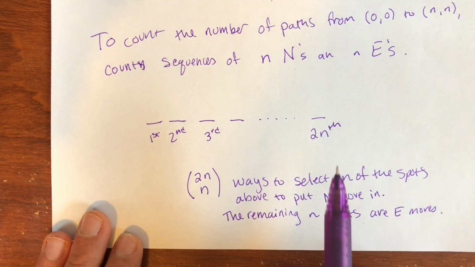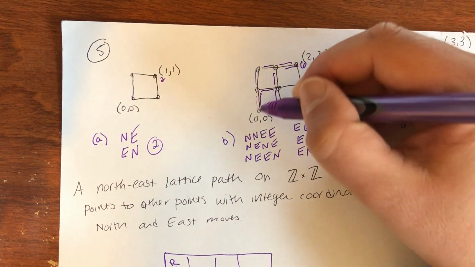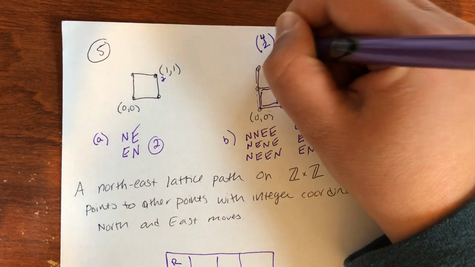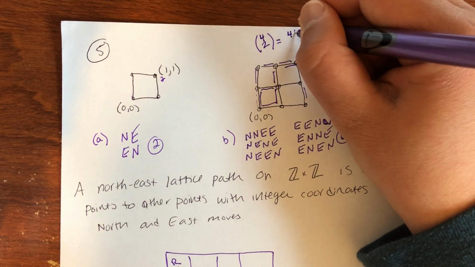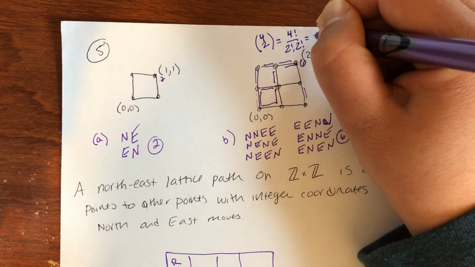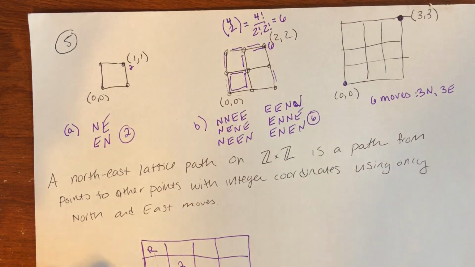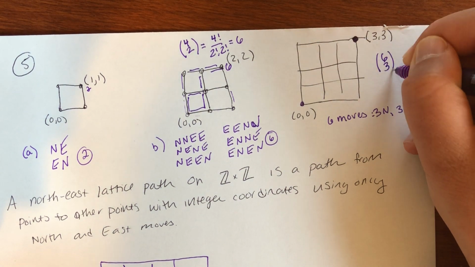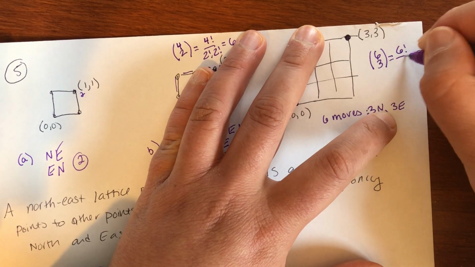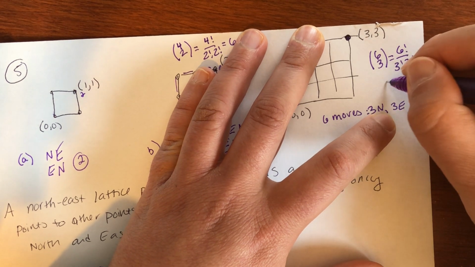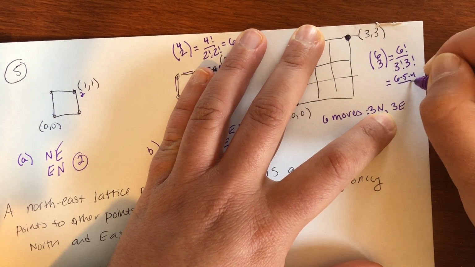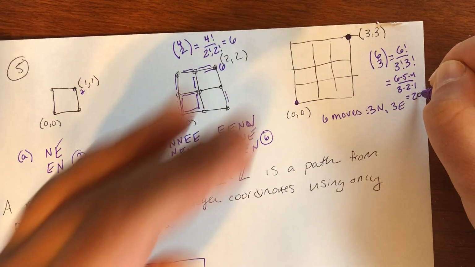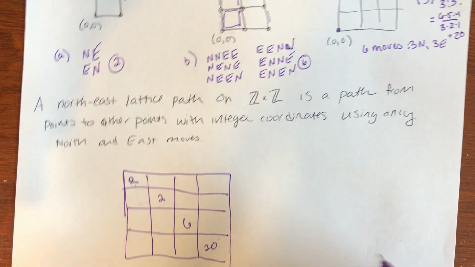Right, and we can check and make sure that that's actually what we got up above. Here our n was equal to 2 because we were moving to 2, 2. So it should be that there's 4 choose 2 many paths. That's 4 factorial over 2 factorial times 2 factorial, which is indeed equal to 6. 2n choose n in this case would be 6 choose 3. So 6 factorial over 3 factorial times 3 factorial. 6 times 5 times 4 divided by 3 times 2 times 1, which is 20. Okay, that is what we got when we did the rook problem as well.